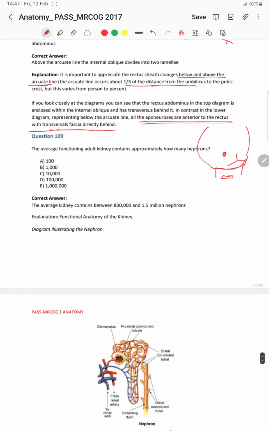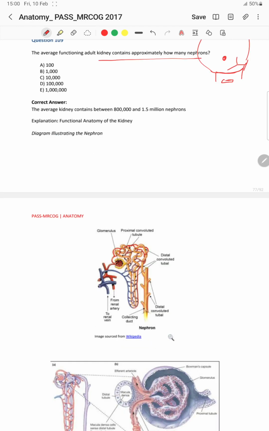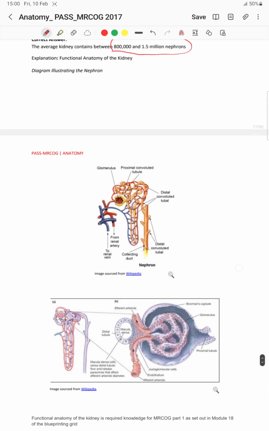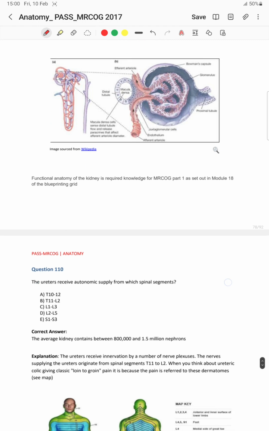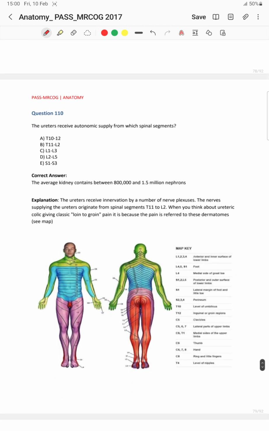Now let's see question number 109. The average functioning adult kidney contains how many nephrons? It is between 8 lakh and 1.5 million nephrons in each adult kidney. It was not mentioned in the options, but it is almost 1 to 1.5 million. Okay. Now question number 110.